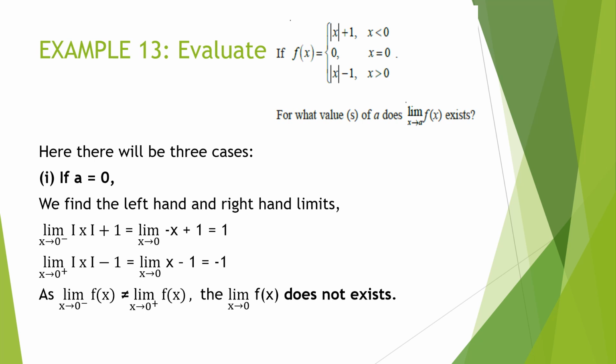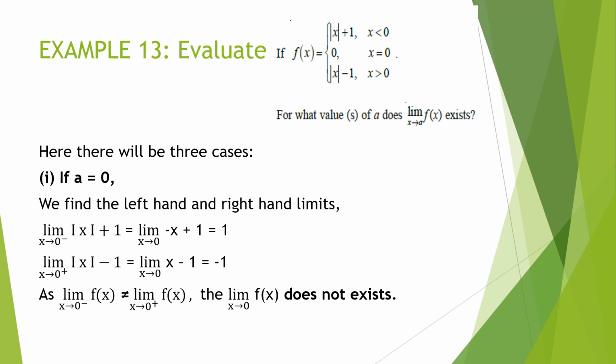For what value or values of a does the limit as x tends to a of f(x) exist? Since you want to know for which values the limit exists, there will be three possible cases for your a. Your a can either be exactly equal to 0, less than 0, or greater than 0. So we will take each case one by one.